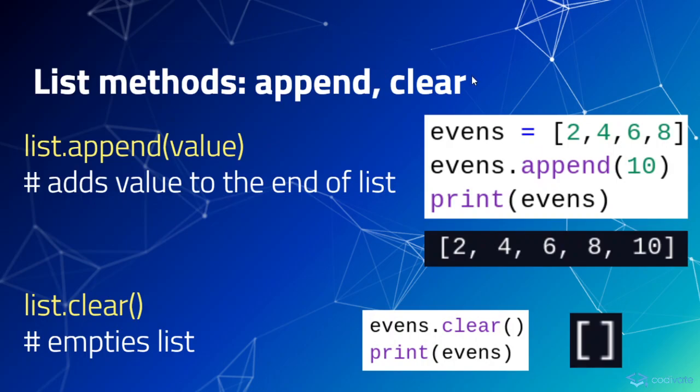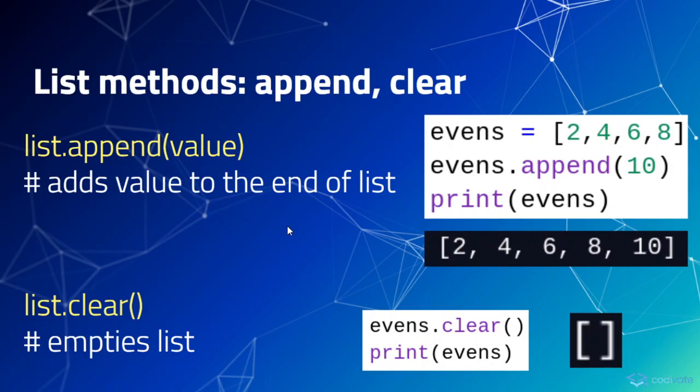Let's take a look at an example. Here we have the evens list, which has 2, 4, 6, and 8. We append to it the value of 10 using this syntax, list name, dot append, parenthesis, value, parenthesis. So what this does is it will add a 10 to the end of the list. And you can confirm that once we print the list, you see we get 2, 4, 6, 8, 10.